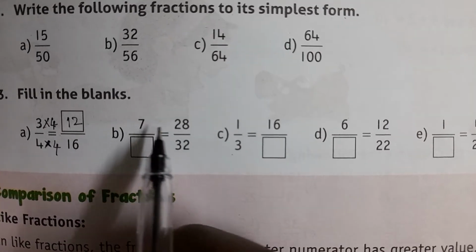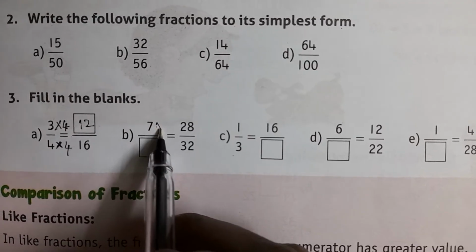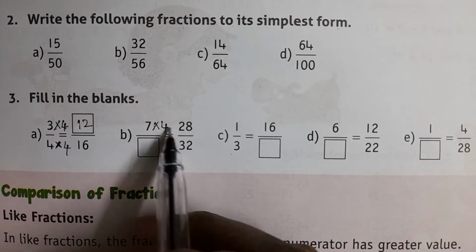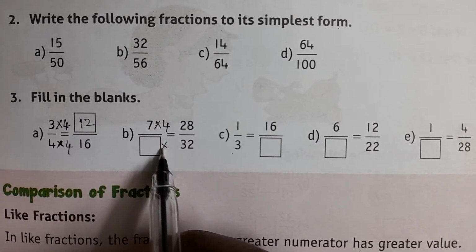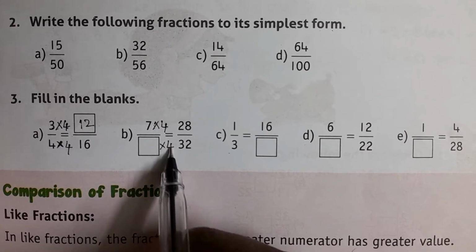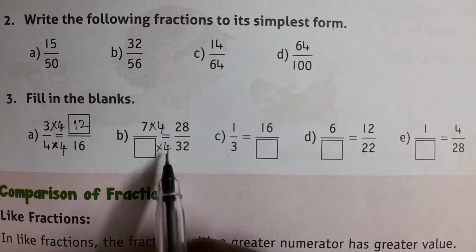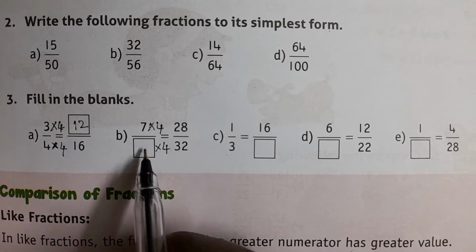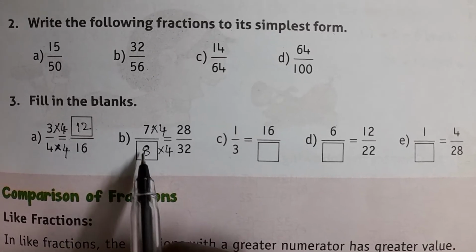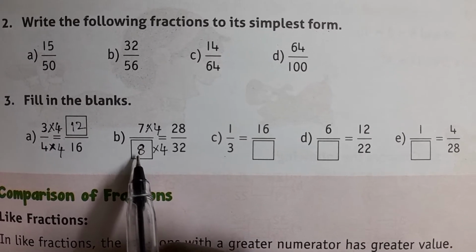Now here also same, 7 into 4 is 28. So here in the denominator place also into 4. 4 into how much is 32? 4 8s are 32. So our answer is 8.